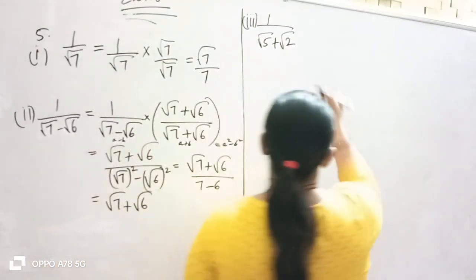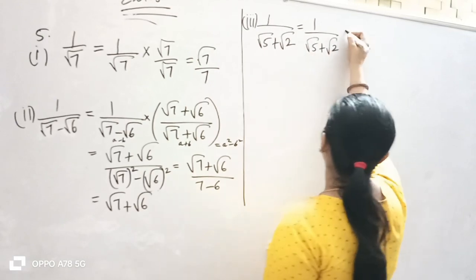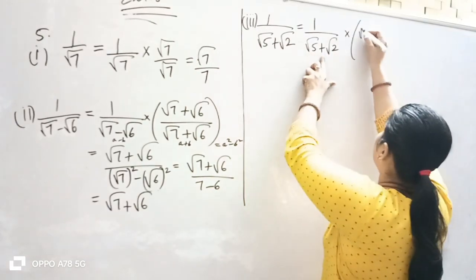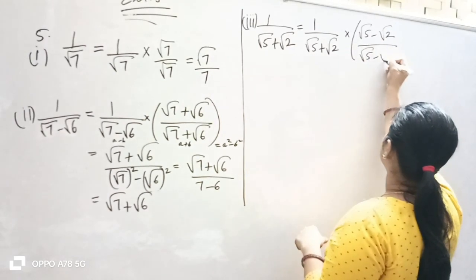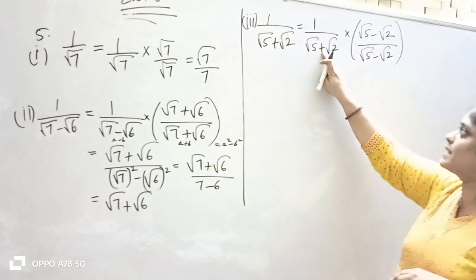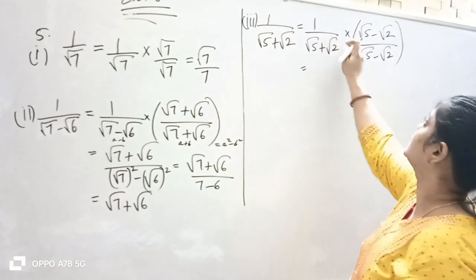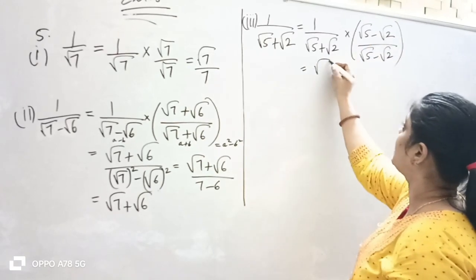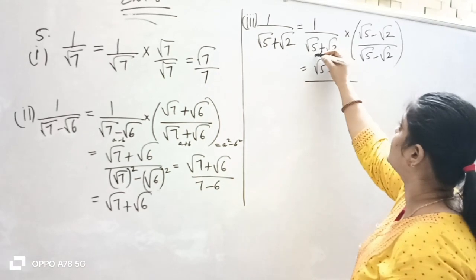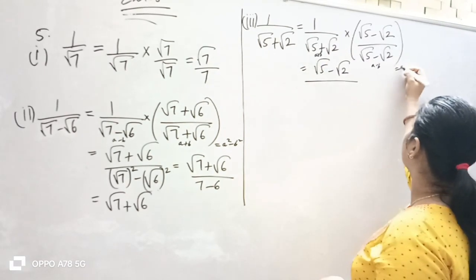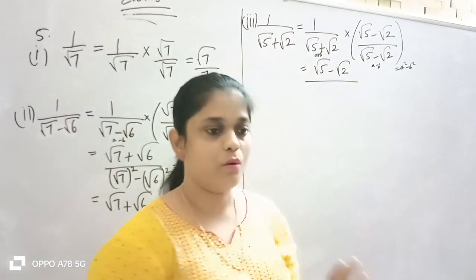The same way, next here also the same thing. 1 by root 5 plus root 2, into the conjugate of this one, root 5 minus root 2. Is it correct? So root 5 plus root 2's conjugate is root 5 minus root 2. So 1 into this thing, write as it is. In the denominator the same rule, a plus b into a minus b, so a square minus b square. The same identity comes in the denominator in all the sums.